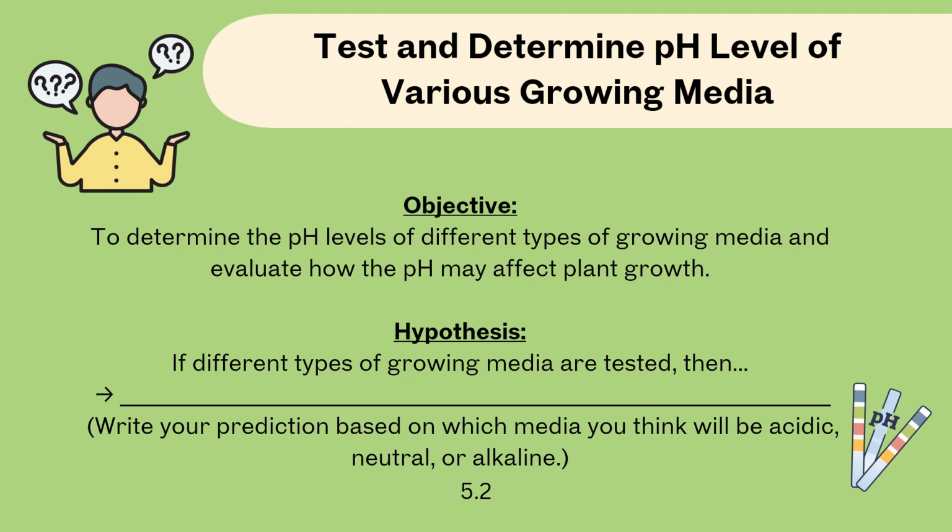So maybe before you test those 3 growing medias, and I just said 3 for example, what are you predicting, or what is your intelligent guess that would happen for sample A, sample B, C, and so forth? So maybe for sample A, you may say it's going to turn out alkaline. For sample B, it's going to be neutral. And for sample C, it's going to be acidic. So now, this is going to be the time for you to write down your predictions.